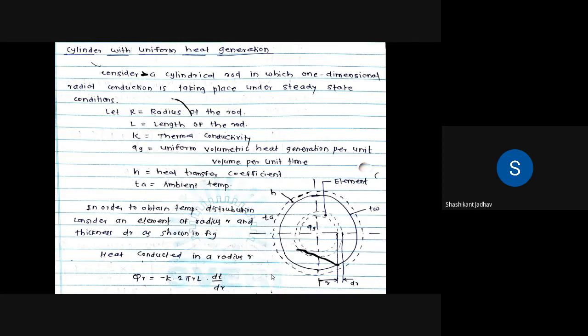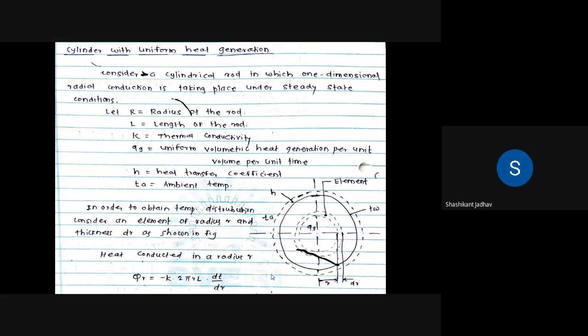Heat conducted in a radius r, that is, how much heat will be conducted in that distance r. So we have to write down the equation for that. Qr is equal to minus k into 2 pi r L into dT by dr. This much amount of heat is conducted in that particular distance r, which is the equation of Fourier's law, the equation for conduction.